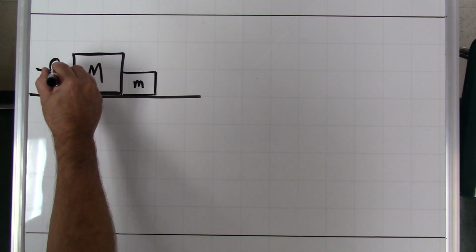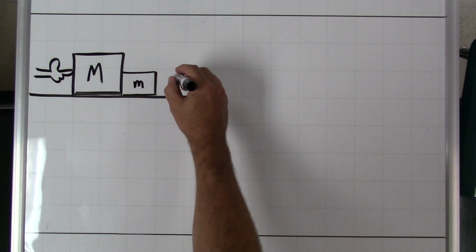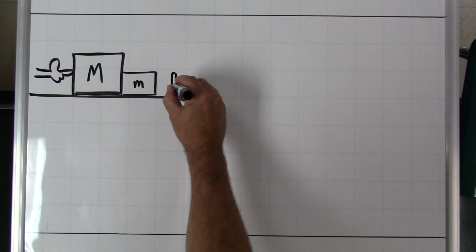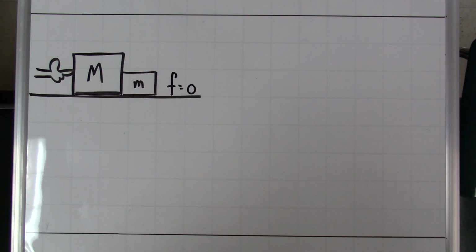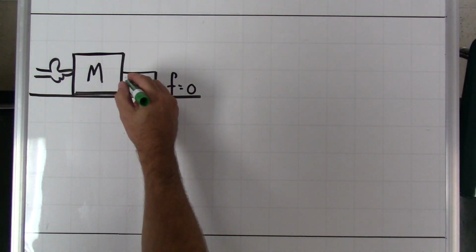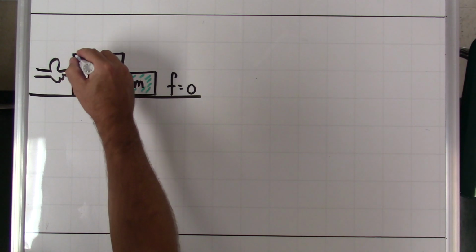We're going to push them to the right with a hand. And to make it easy, we'll say that the friction between the blocks and the surface is 0. To proceed from here, we're going to draw force diagrams for the big and the little block. We'll call the little block the green block, and we'll color it in green. And we'll call the big block the blue block, and we'll color it in blue.